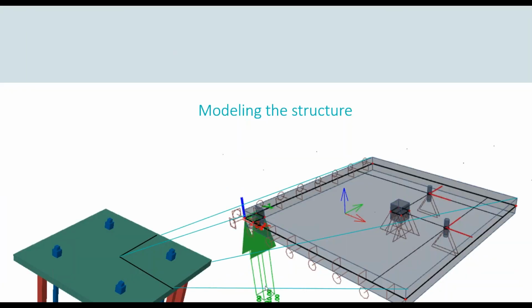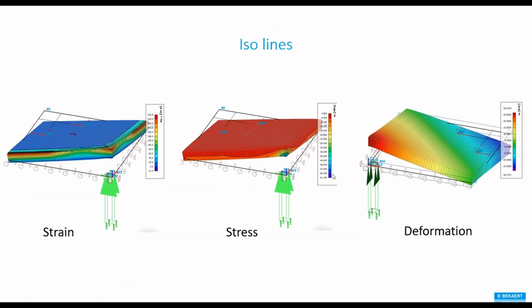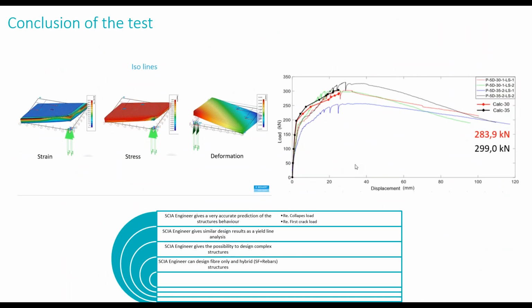What we did in collaboration with Bekaert, we made the same model, but we picked a quarter of it. So this is the quarter of the model, and this is the location where the hydraulic jack should participate. We made that model and we calculated the result. The conclusion of that kind of benchmarking is this is the result from SCIA Engineer, and as you can see, it's quite close to the calculation which was made by the researcher in the university.